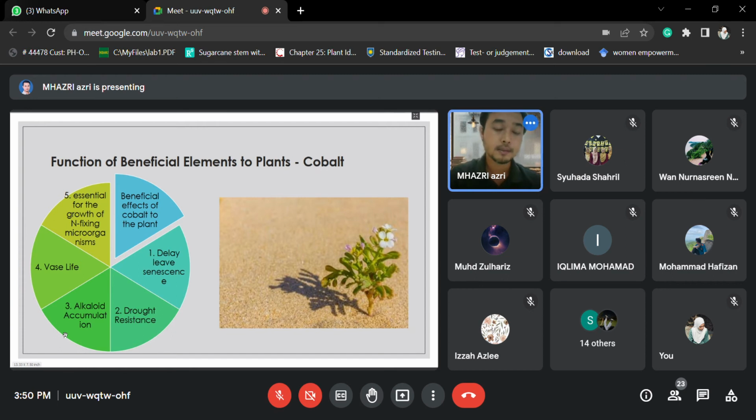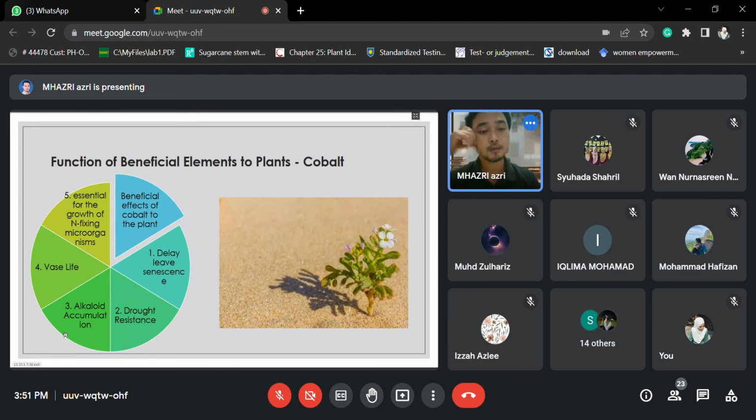A plant that is supplemented with cobalt also will increase the vase life, okay. Ini especially untuk keratan bunga, okay, macam pokok orchid ataupun pokok-pokok bunga rose. Biasanya dekat stem tu, tempat dipotong, bila dipotong stem tu dia akan direndam dalam larutan air. Tapi kalau larutan air tu kita tambah cobalt, we will find that the vase life of the plants will be prolonged. Dia akan lebih lama lagi.